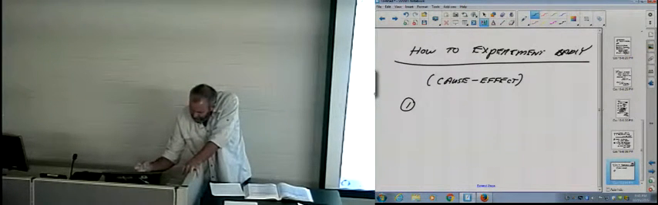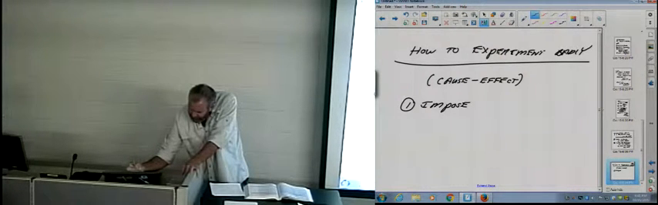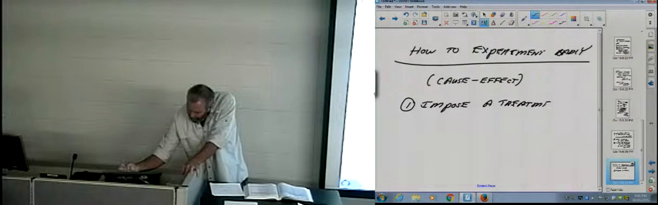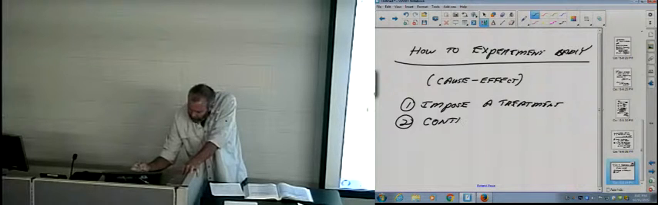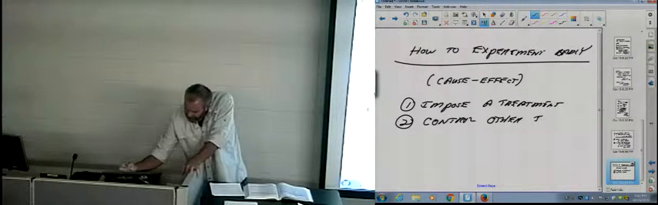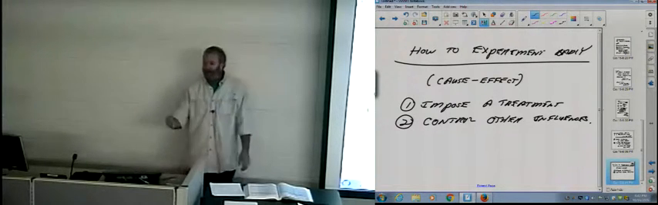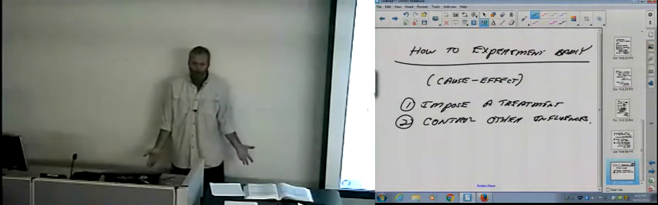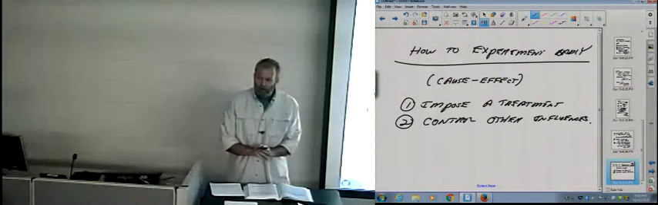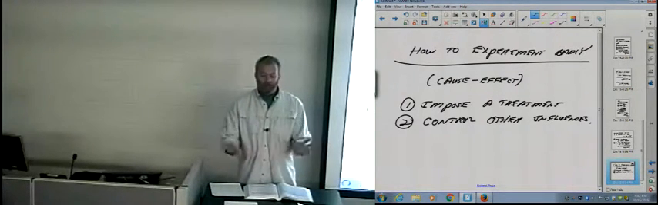One, we want to impose a treatment. Two, we want to control everything else: other influences, lurking variables, environment, everything. This is what I was just screaming at you about. This is the right way to do it. Impose a treatment and control everything else. Control all the lurking variables, control the environment, everything.